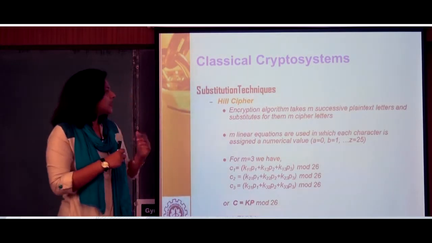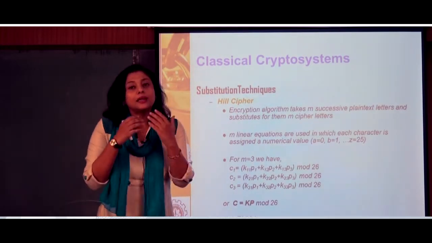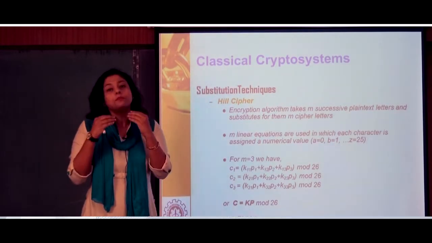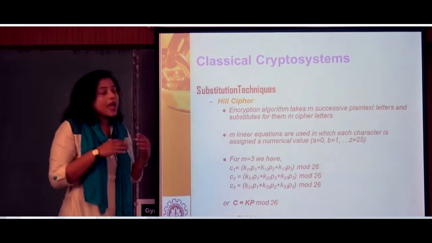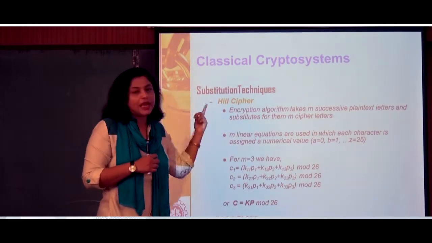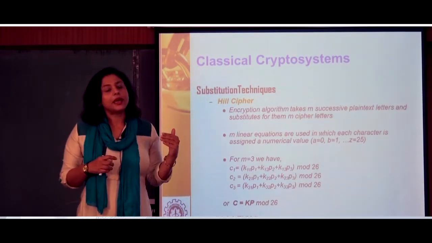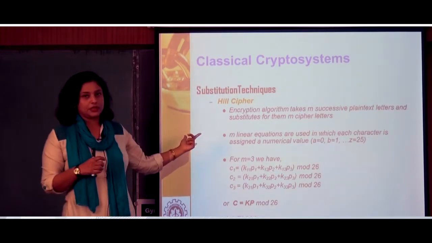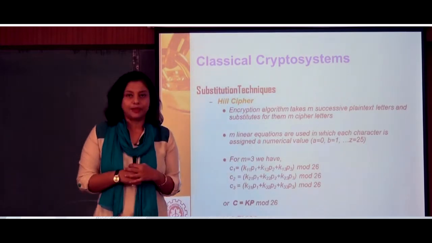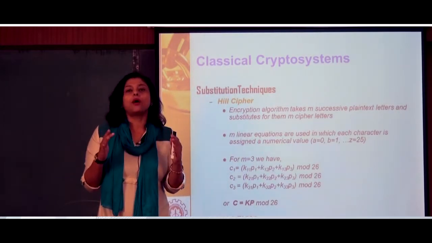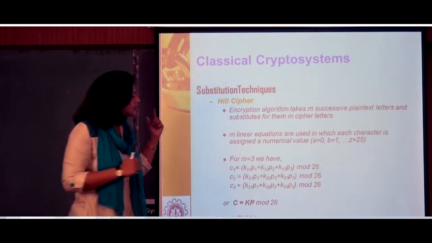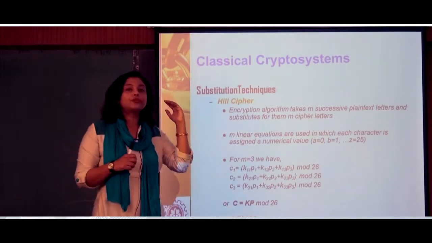Here the encryption algorithm takes m plaintext letters at a time and substitutes them for m ciphertext letters. Since we are taking m letters at a time, we have to form m linear equations, in which each character is assigned a numerical value. Let us take the example of the English alphabet. There are 26 letters in the English alphabet, and we can assign the values from 0 through 25.